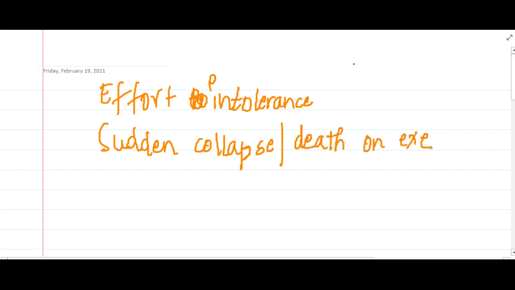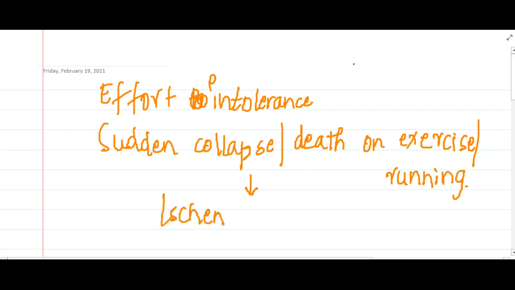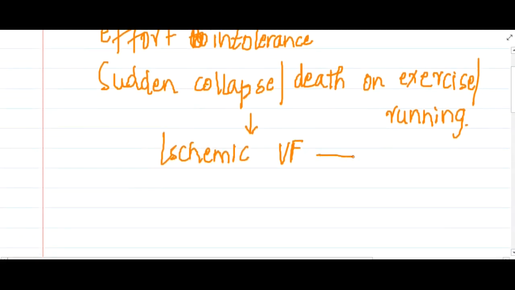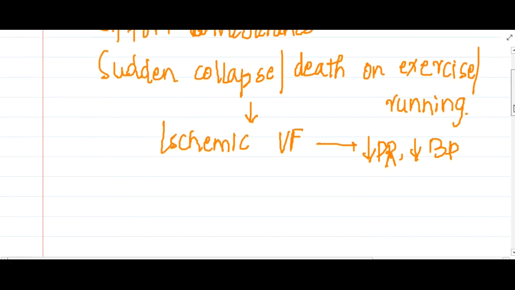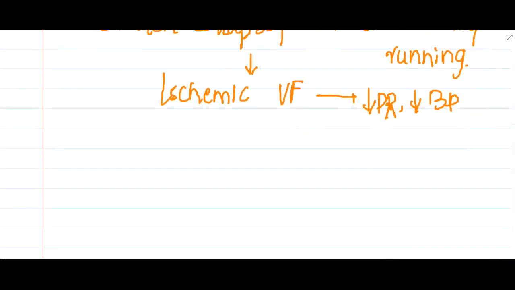So that is the reason why this is one of the most common causes of sudden death in athletes. Whenever he tries to run or exercise, ischemic ventricular fibrillation will occur. This ischemic ventricular fibrillation will suddenly decrease the pulse rate and blood pressure, and as a result this will cause death of the patient if not addressed. On examination you will see that there is pulsus bisferens.